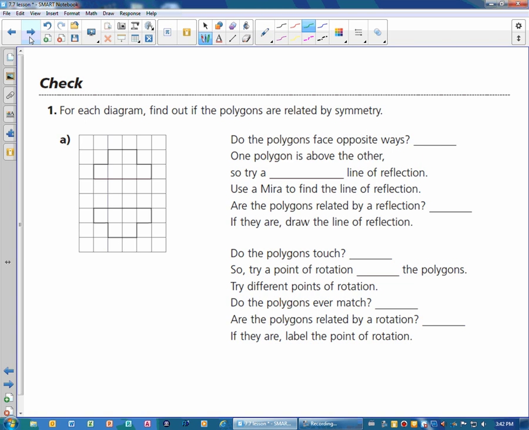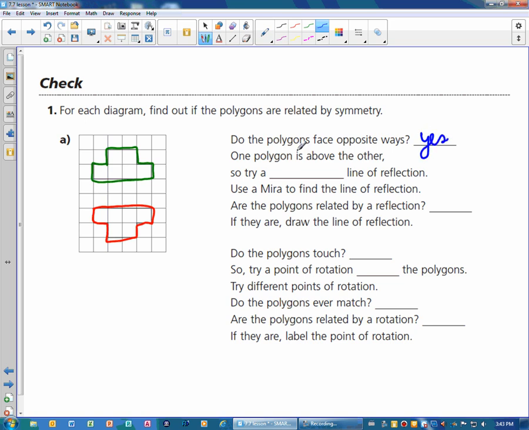Okay, so press pause, you give it a try, and then see if you get A correct. Okay, so it says for each diagram, find out if the polygons are related by symmetry. So first of all, number A, here it says, do the polygons face opposite ways? So if you struggle to see it, take your pencil and go over top, just so you can see. There's my original, and there's my other one. Okay, I'm not doing a very good job tracing it, but you get the point.